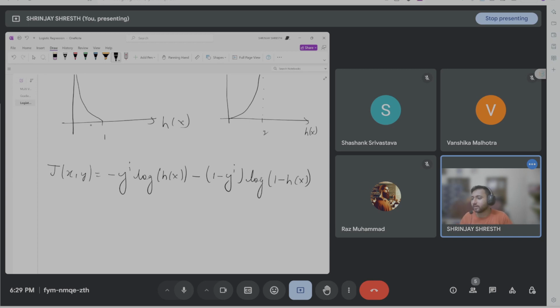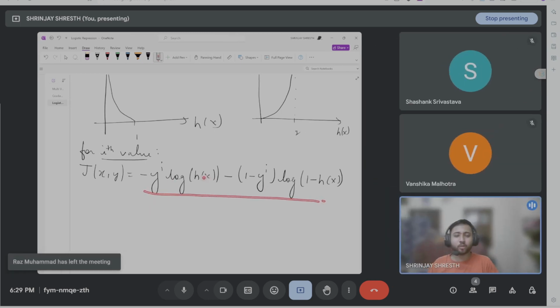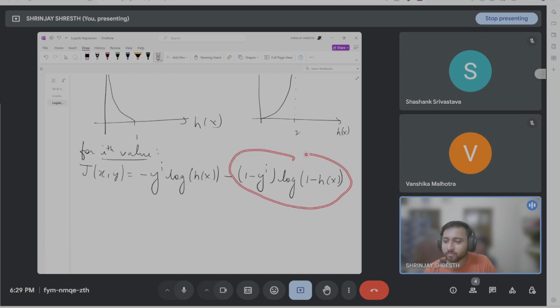See, if I'm taking the ith value, your loss function is this. अब ये आया कैसे? Try to put y is equals to 1. If you take y is equals to 1, this term would be 0. अगर तुम y को 1 लोगे तो 1 minus 1, 0. So essentially this term is 0.